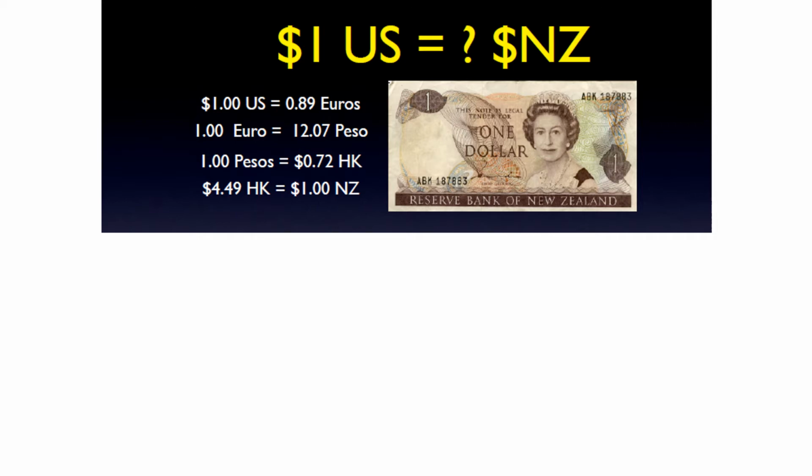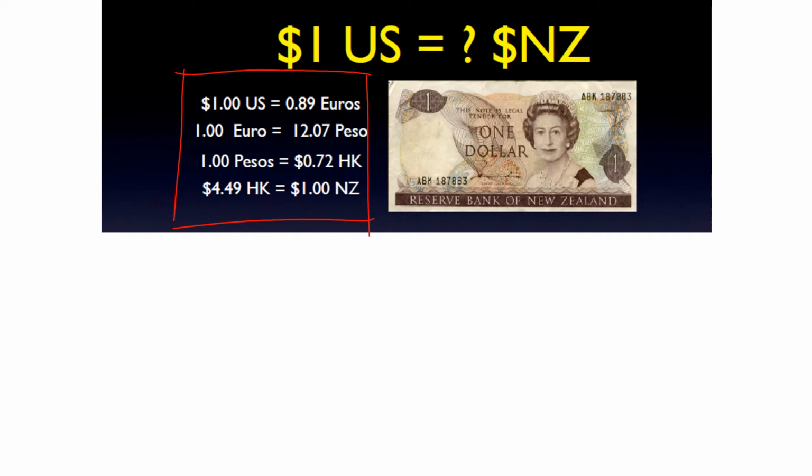This problem is sort of a challenging dimensional analysis that we will go through now, but then we will come back to at the end. If I know that I have $1 US and I would like to know how many New Zealand dollars that is equivalent to, I am given the following conversion factors. I am not given a direct conversion between a US dollar and a New Zealand dollar, but what I am given is a bunch of in-between conversions that will get me from A to B.